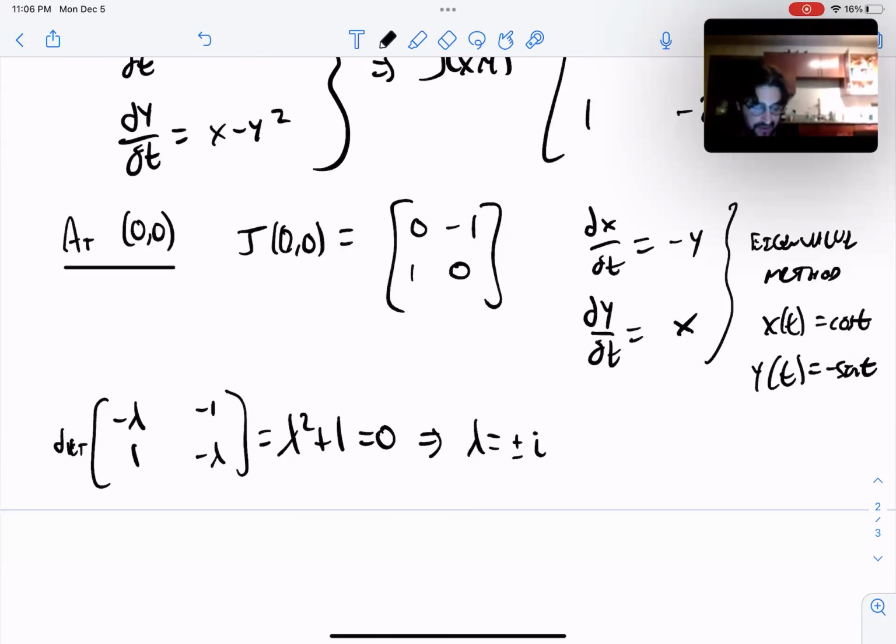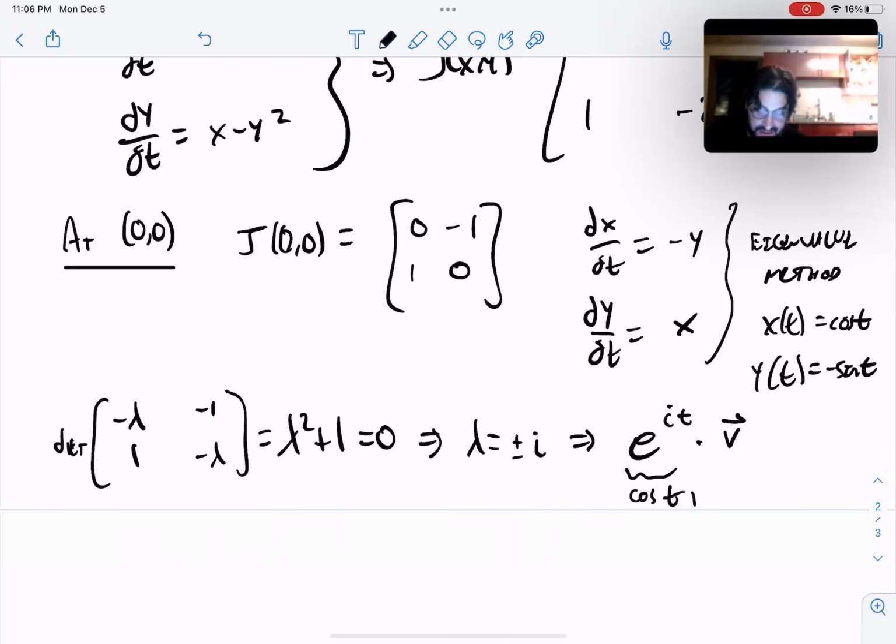Yeah, right. So there's our determinant of A minus lambda. There are those imaginary roots, right? So what do you get for your solutions then? The solutions you get are e to the i t times the eigenvector. But then this becomes sine and cosine, right? This is going to become cosine t plus i sine t, and you multiply it into v and so on.